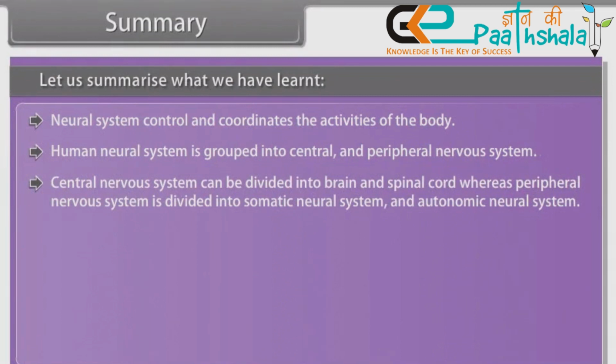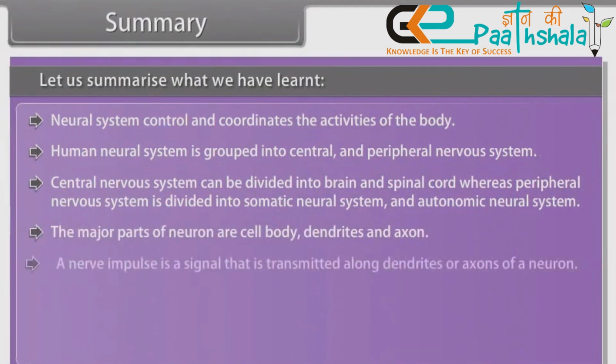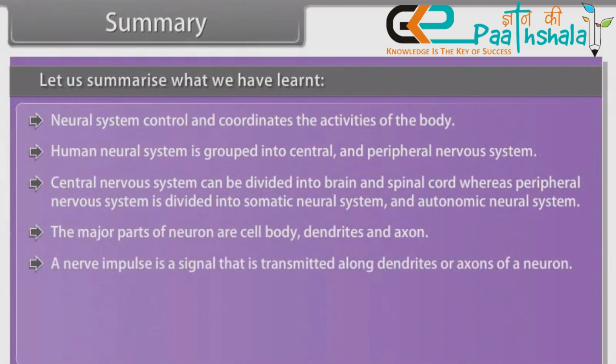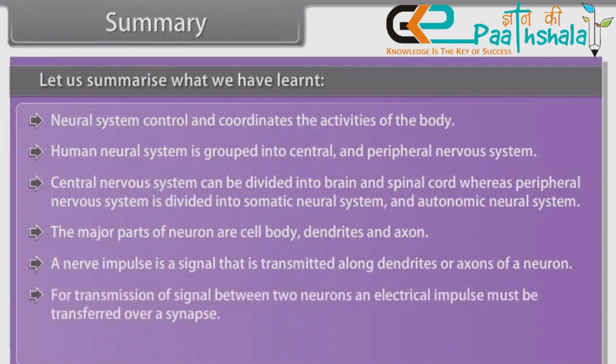The major parts of a neuron are the cell body, dendrites and axon. A nerve impulse is a signal that is transmitted along the dendrites or axons of a neuron. For transmission of signals between two neurons, an electrical impulse must be transferred over a synapse.